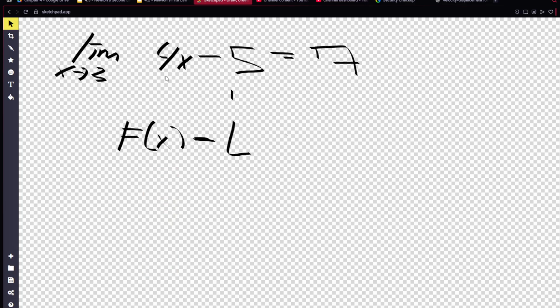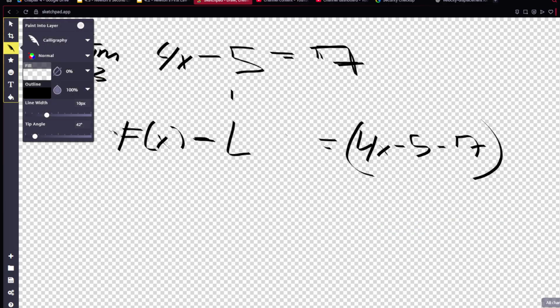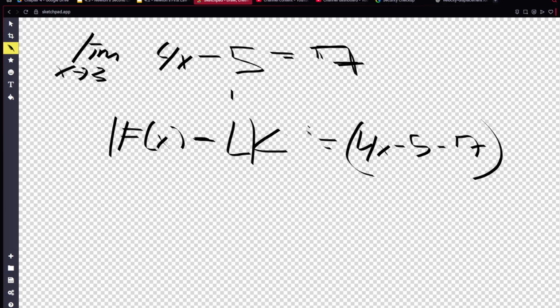So here, if we say that the limit is 7, this would simply be 4x minus 5 minus 7, which gives us the distance of any x inputted here from 7. So if we said 3, then it'd be 12 minus 5 minus 7, which equals 0. So that means at 3, the limit equals 0. Or sorry, at 3, the distance from the limit equals 0. So here we denote this as delta epsilon.